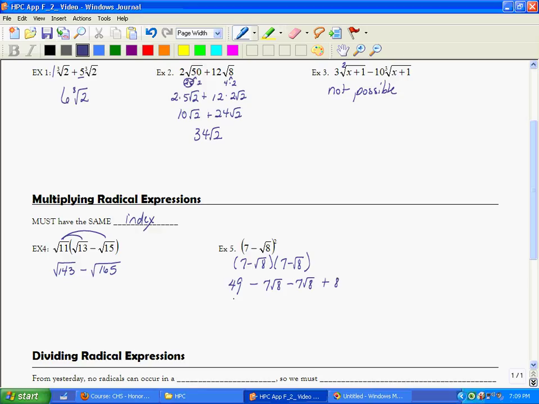Put the like terms together. 49 plus 8 is 57. And negative 7 of the square root of 8 and negative 7 of the square root of 8 makes negative 14 of the square root of 8. But square root of 8 can be simplified to 4 times 2. 4 comes out and joins the 14. So it's 57 minus 14 times 2 is 28 square root of 2.